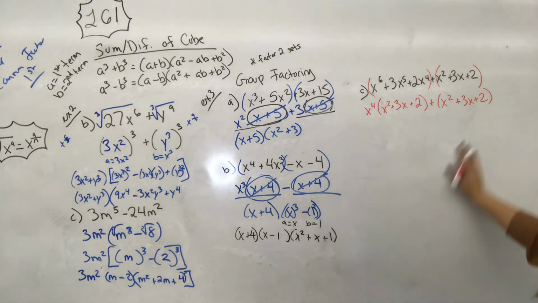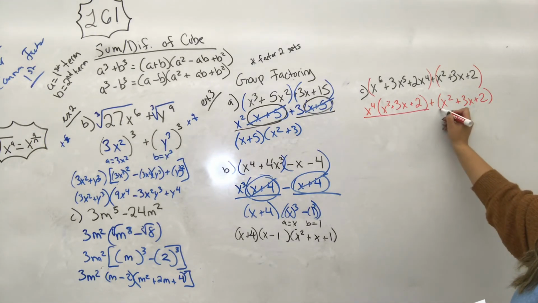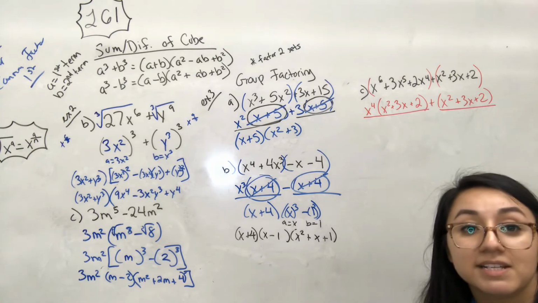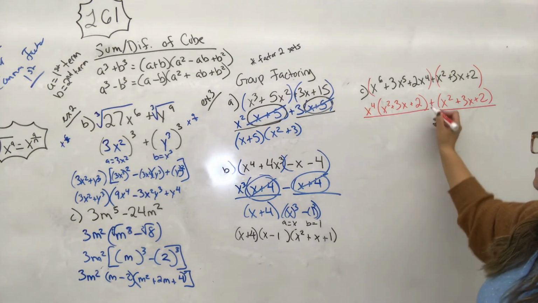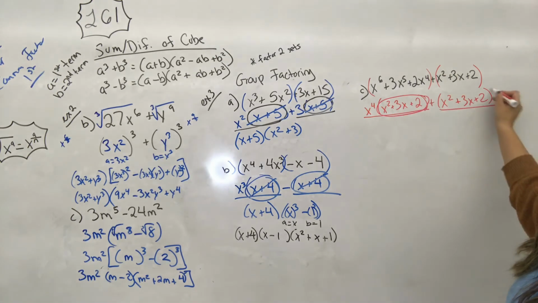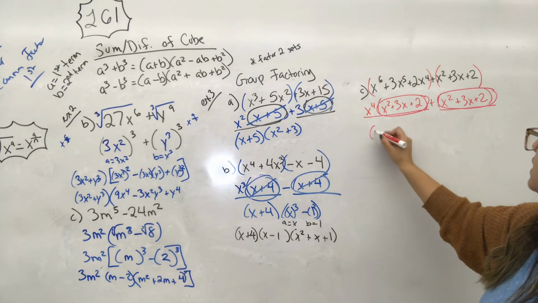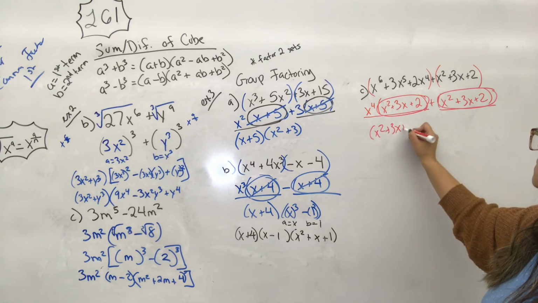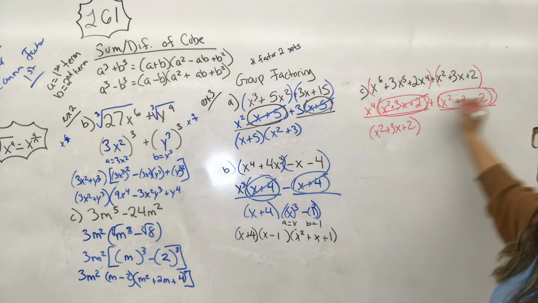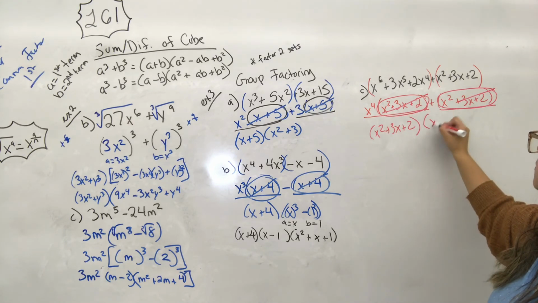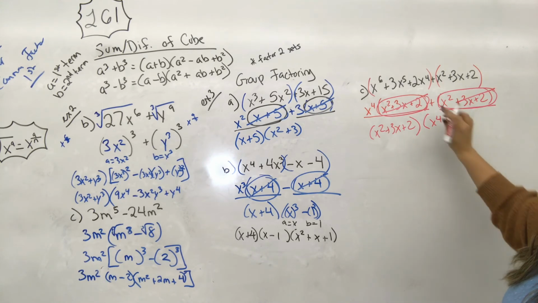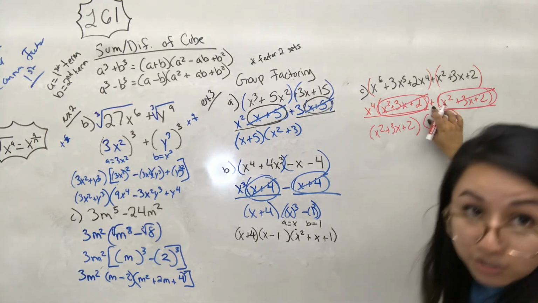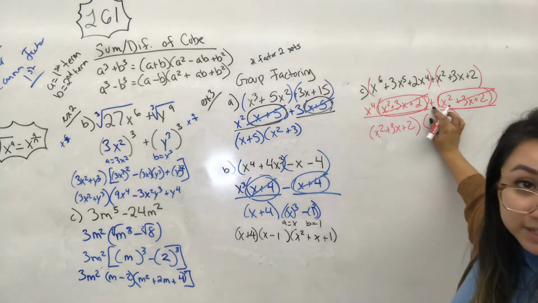Now, we go ahead and look at this. We have one term here. We have another term here. They have something in common. They have their trinomials in common. So therefore, if you factor this out, x squared plus 3x plus 2, you are left with x to the 4th power plus, and there's nothing there. That's always an understood 1.